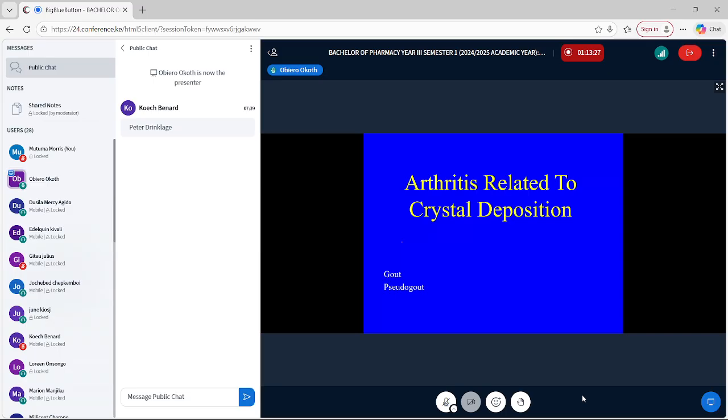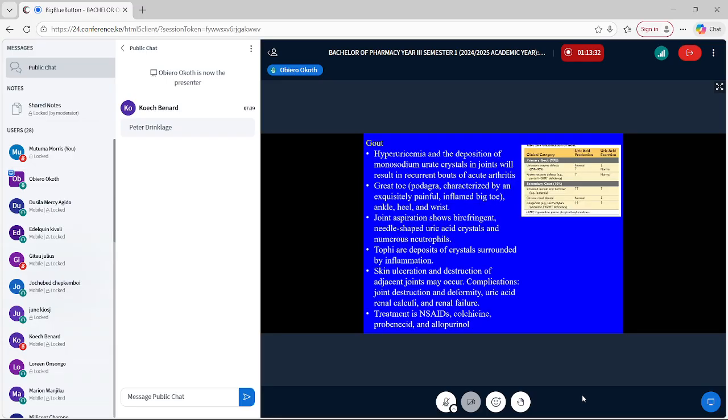Another problem that can affect the joint is when there's some deposition in the joint. Deposition in the joint is typically from gout because there's uric acid deposition, hyperuricemia, and the deposition of monosodium urate crystals in joints. The term we use is podagra, characterized by an exquisitely painful, inflamed big toe, heel, and the wrist.